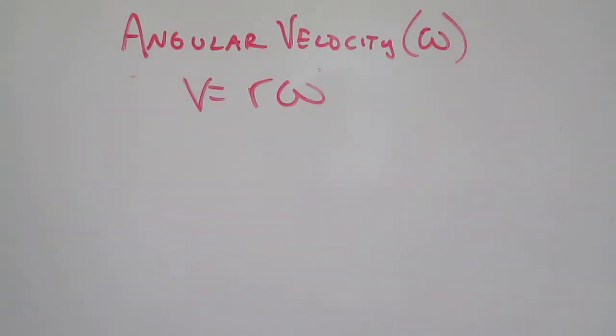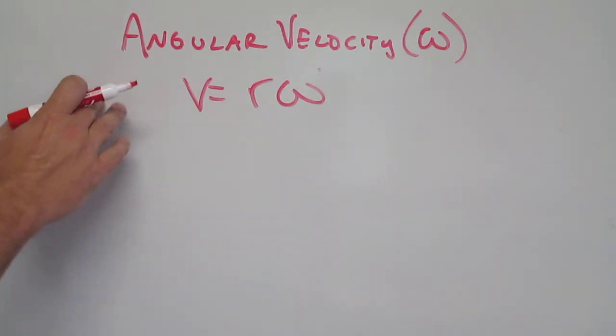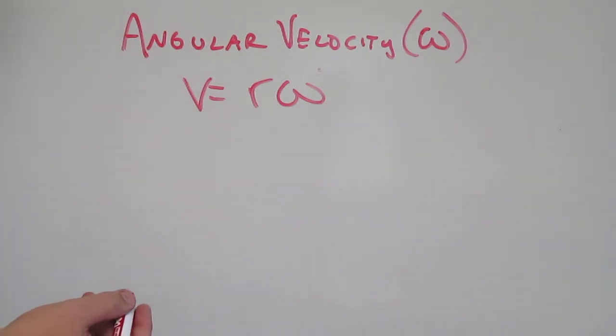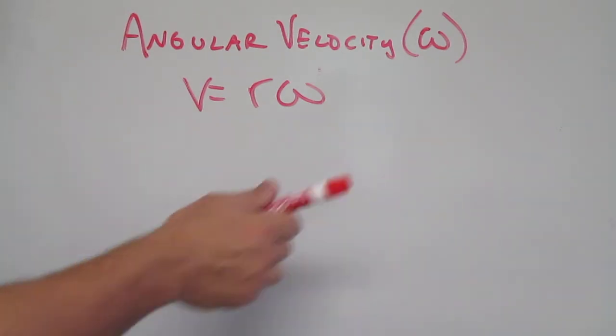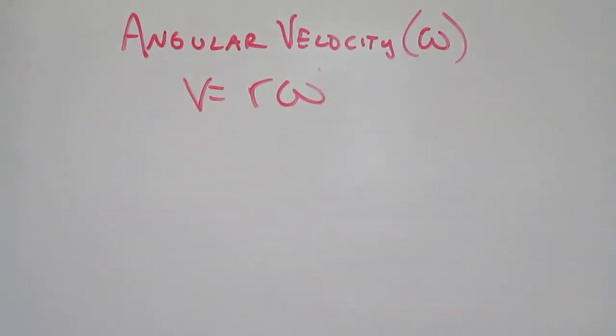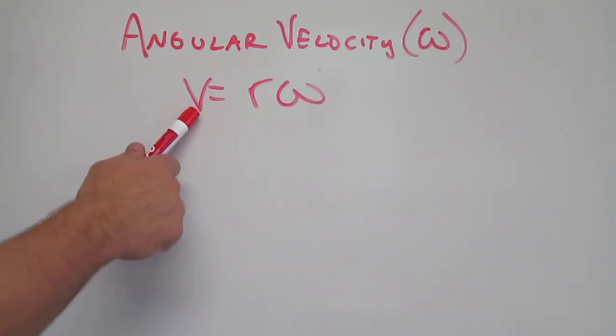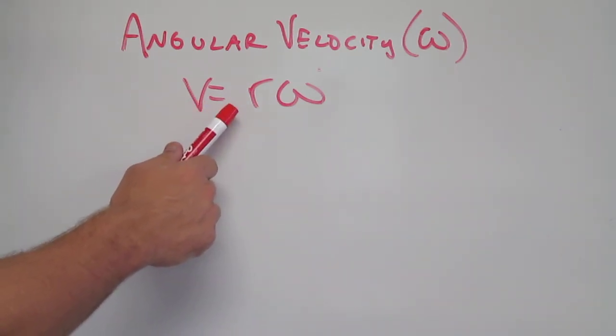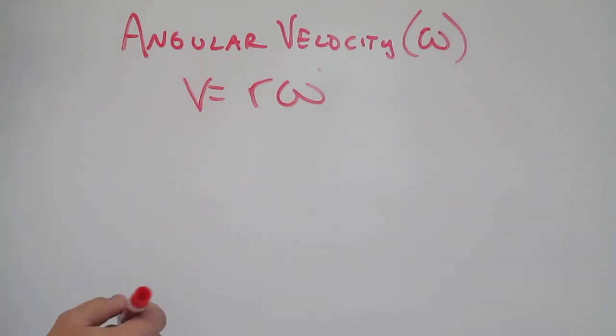Okay, let's continue on in this section with talking about angular velocity. Angular velocity is how fast something spins. By the way, the symbol that's used for that is often a lowercase omega, so it looks like a W, but it's not really. The relationship between that and linear velocity is that linear velocity is equal to a radius times angular velocity.